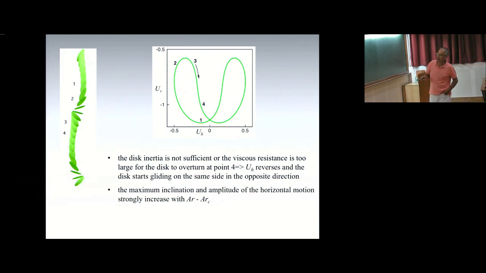I don't want to spend too much time on that, but basically what happens is that, of course, when the disk is falling like this, its vertical velocity is maximum and the horizontal velocity is nearly zero. And then when the disk tends to become more or less horizontal, of course, the vertical velocity decreases, whereas the horizontal velocity increases. And at some point, the disk tries to overturn, but it doesn't have enough energy to do that. And so this is why it changes the sign of its horizontal velocity and it zigzags in the other direction, okay? This is basically what happens physically in this case.